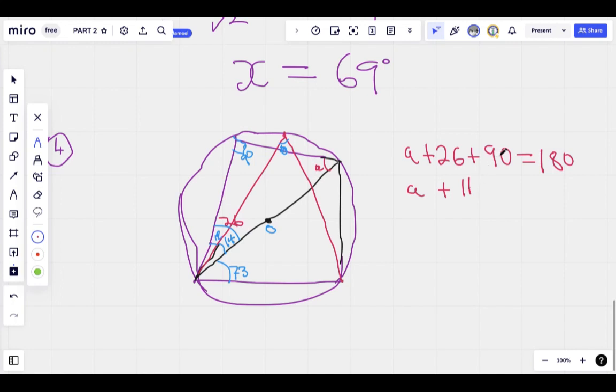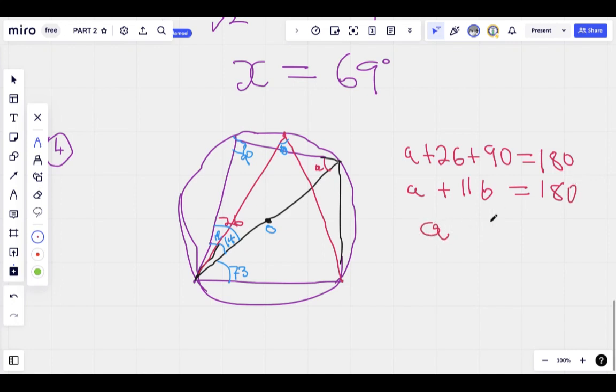Right? 90 plus 20 will give you 110, right? 110 plus 6 becomes 116. So we get 116 equals 180. So when you subtract, A will be what?